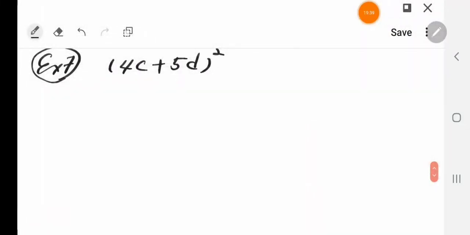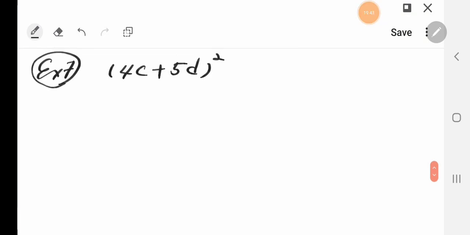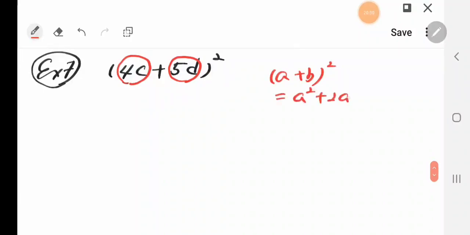Okay, in this example 7, this is a square of a binomial. So the first term is 4c, and the last term is 5d. Based on the formula, there will be the first term squared plus 2ab plus b squared.